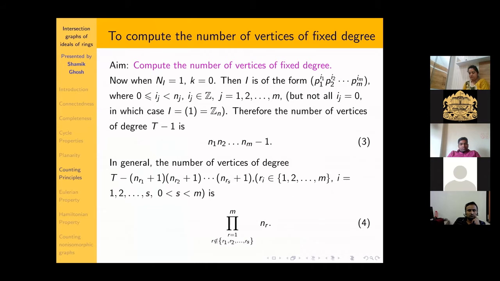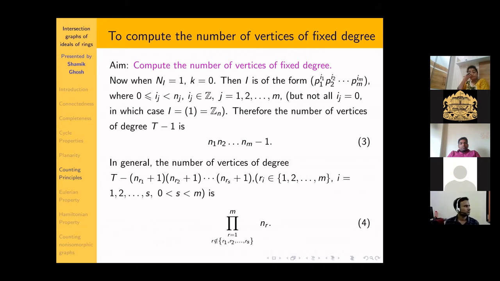And from this, you can also compute the number of vertices of a fixed degree. If I give you some number and ask how many vertices are there of that degree, that can also be done with some combinatorics. The highest degree that you can have involves n1, n2, nm minus 1, and the degree is t minus 1.